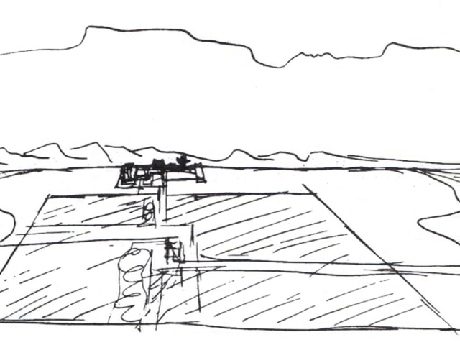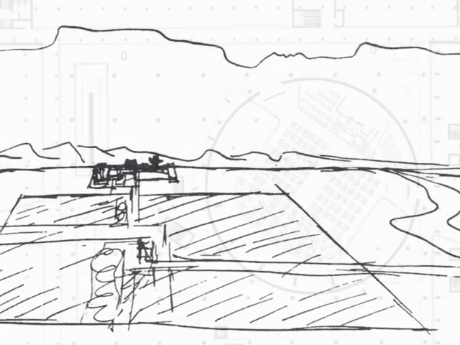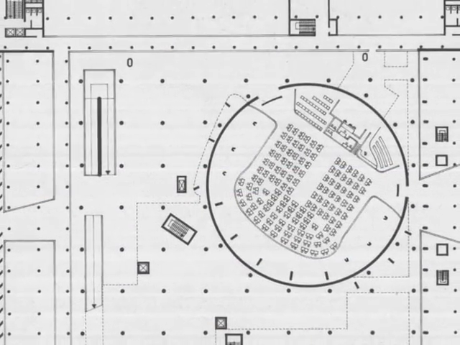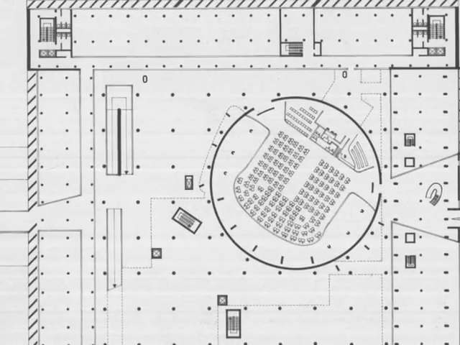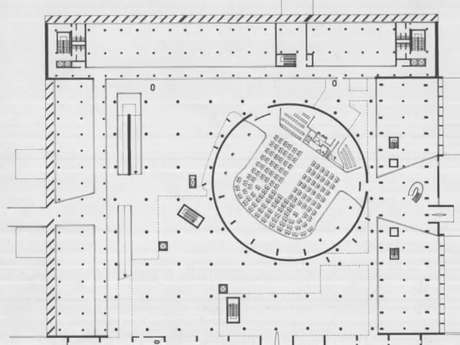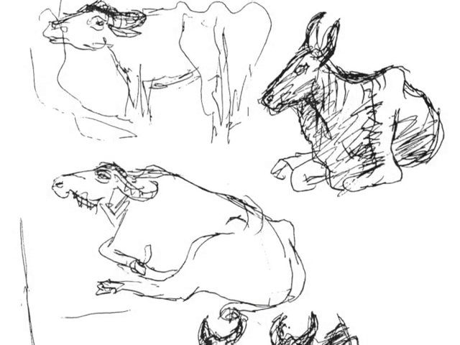An important feature of the capital was the symbolic bull. Le Corbusier was fascinated with these animals, and they even appeared in his initial sketches of Chandigarh. This animal was ultimately incorporated into the Assembly building.